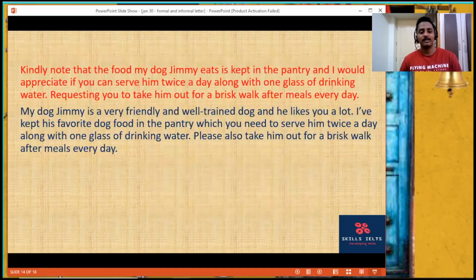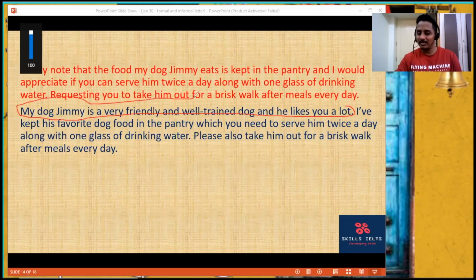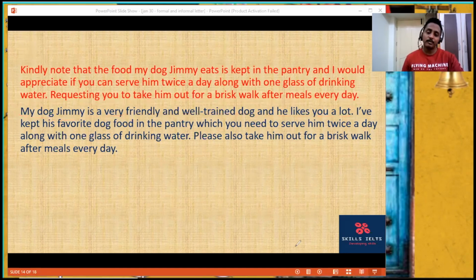Kindly know that the food my dog Jimmy eats is kept... My dog Jimmy is a very friendly and well-trained dog, and he likes you a lot. This adds a good vibe, no? That Jessica feels good. Whoever is reading it or whoever you are writing a letter to will know that okay, they are safe. They don't have to worry about the dog. Give a little introduction about the dog. May not be in all the questions. Some question demands it, you give. Even if you don't give, it's fine. But this is a nice gesture. My dog Jimmy, you're introducing the dog Jimmy, is a friendly and well-trained dog, and he likes you a lot.